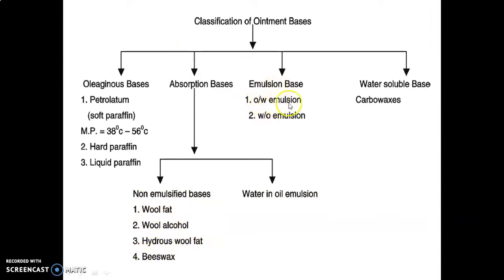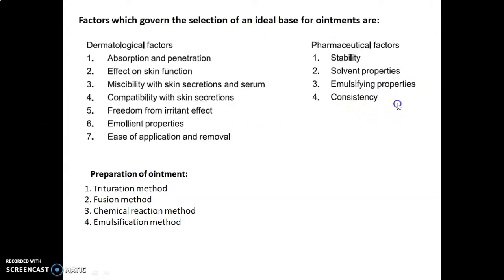Then emulsion bases are of two types. O/W means oil in water emulsion, in which oil acts as the internal phase while water acts as the external phase. The second is W/O emulsion, in which water acts as the internal phase while oil acts as the external phase. Water soluble bases include carbowaxes.